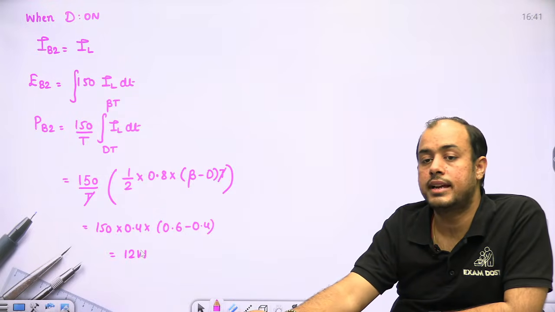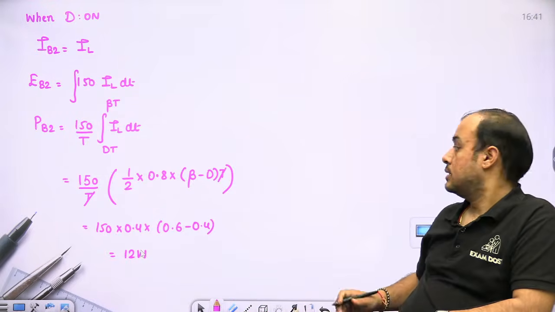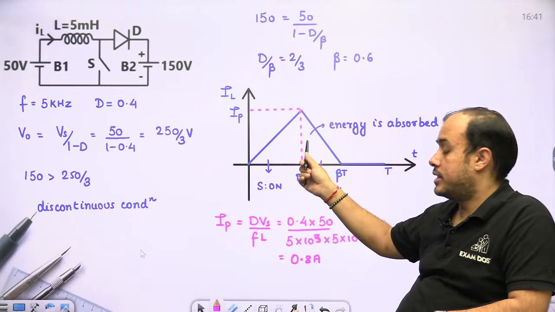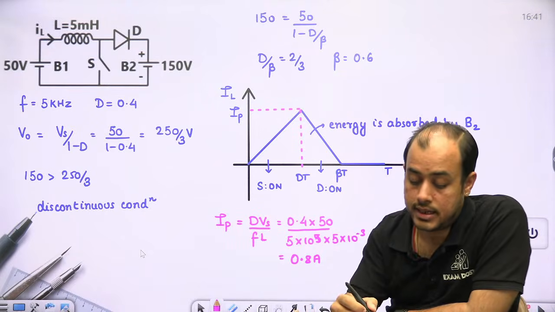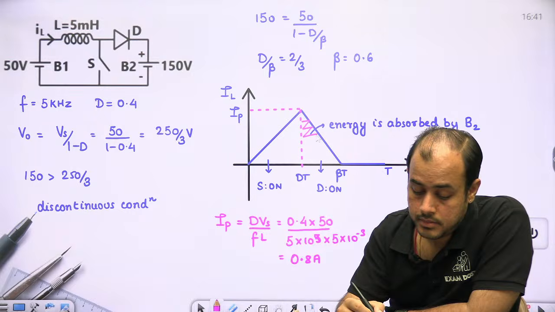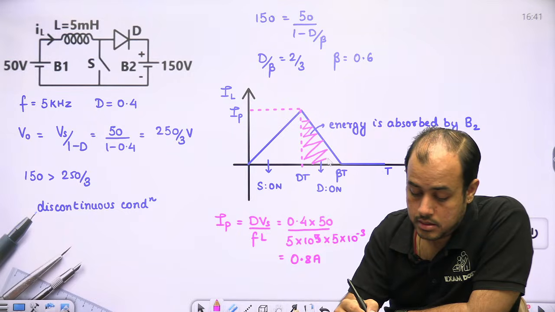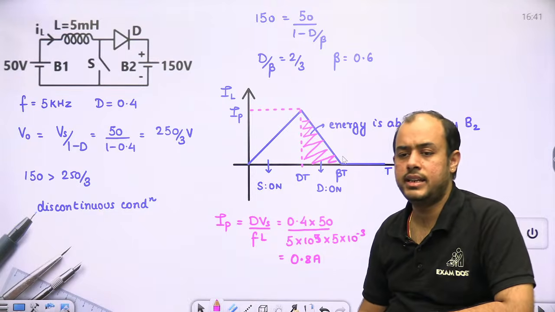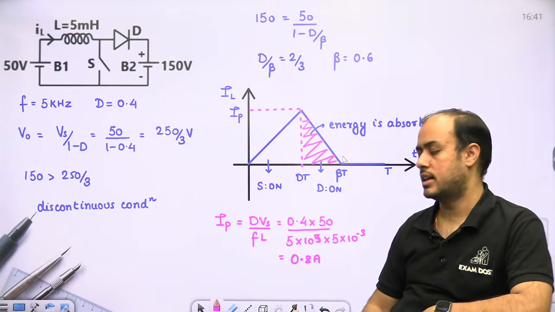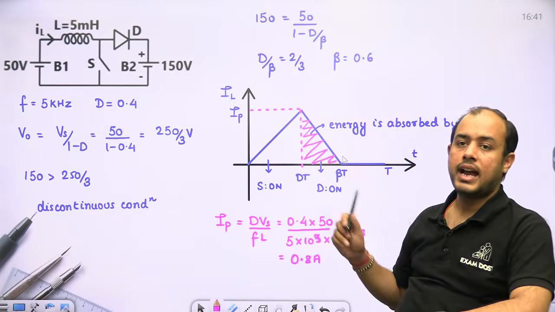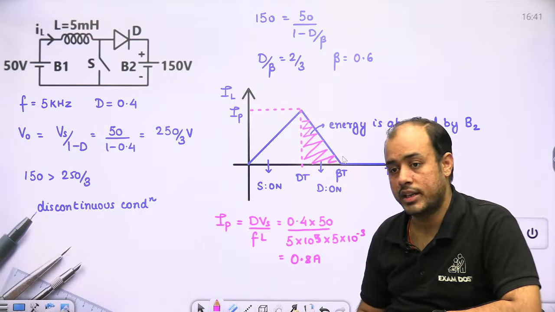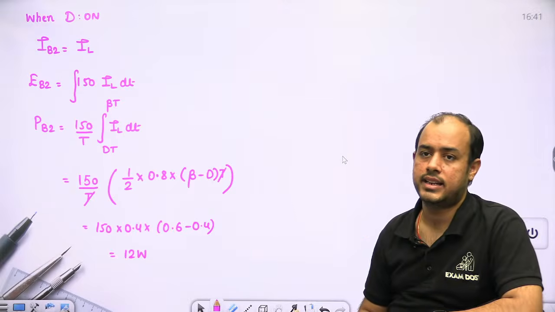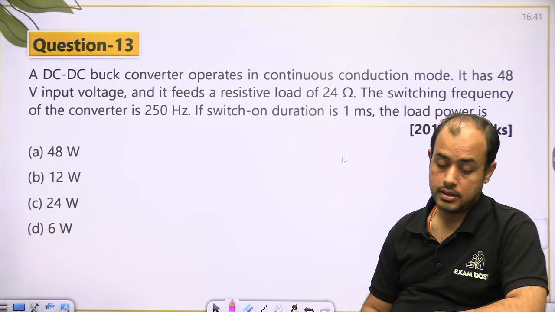समझे? मुझे कौन सा एरिया लेना होगा बेटा? मुझे ये एरिया लेना होगा जो dt से बीटा t तक जा रहा है. लाइक दिस. इसमें से कोई भी एमटीए नहीं हुआ था सुयश भाई, ये 2018 के जो सवाल हैं. ठीक है. I have to take this area because during this time only the energy is taken by battery B2.